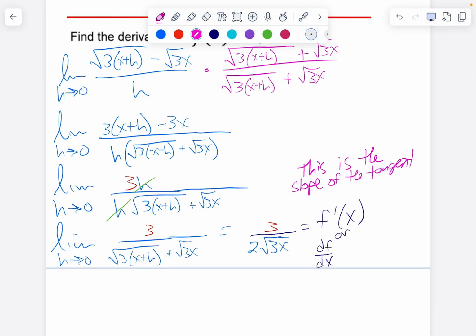Where, or of what? Of what? Tangent line of what? Square root of 3x. Of f of x, or yes, square root of 3x, at any point.